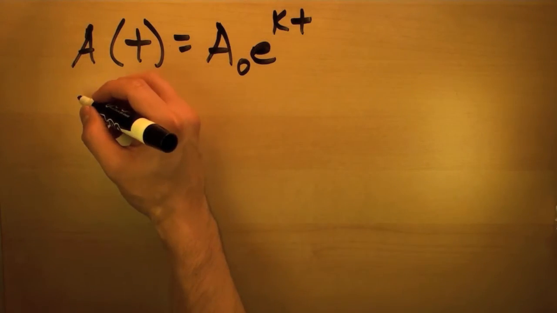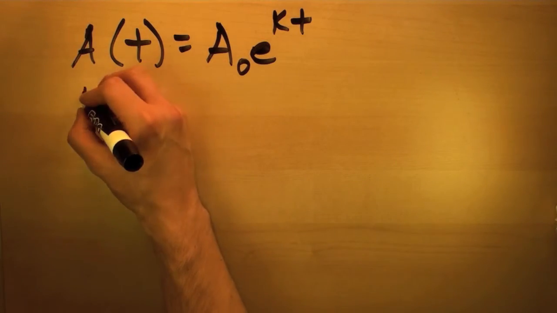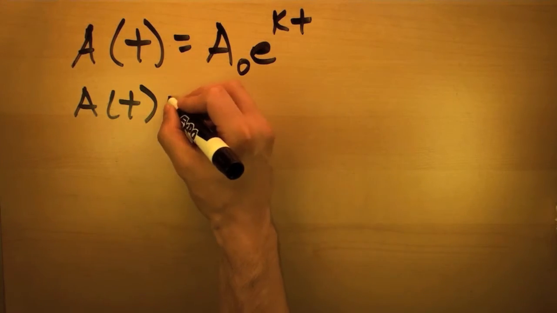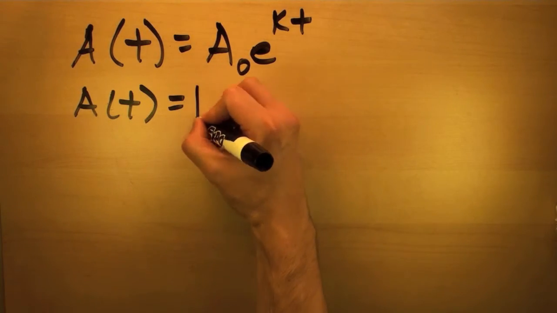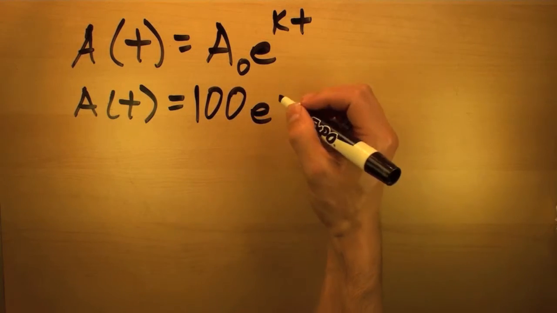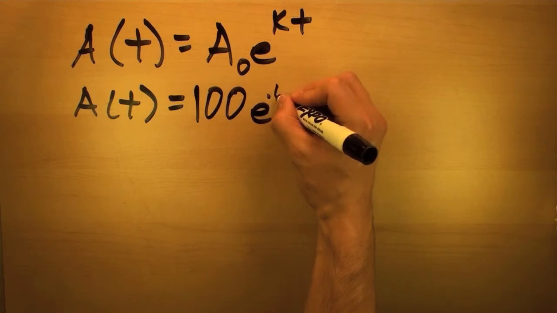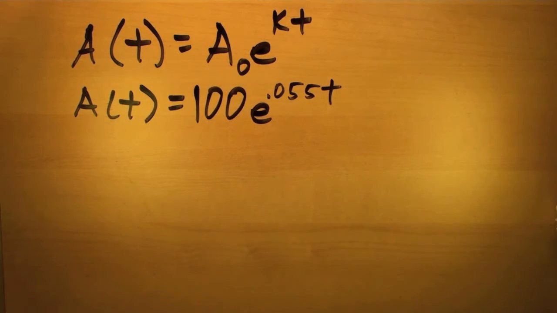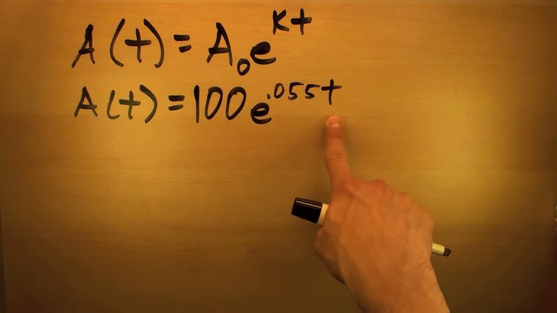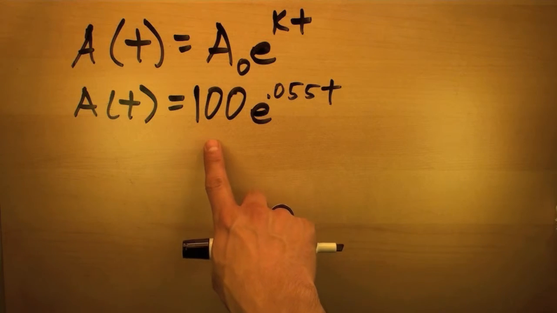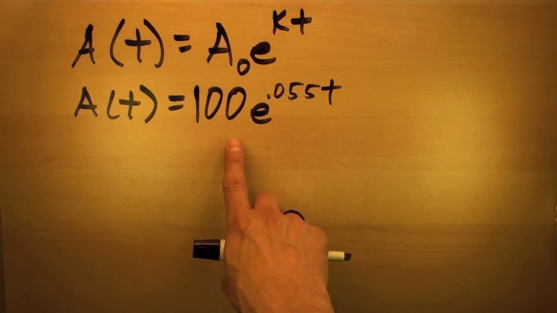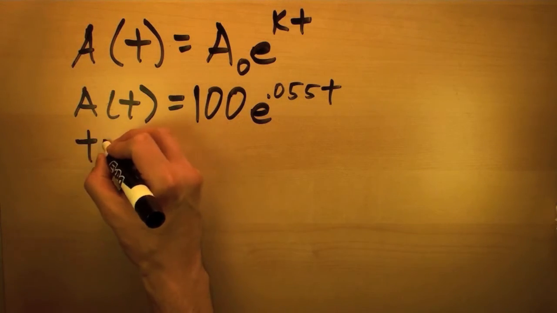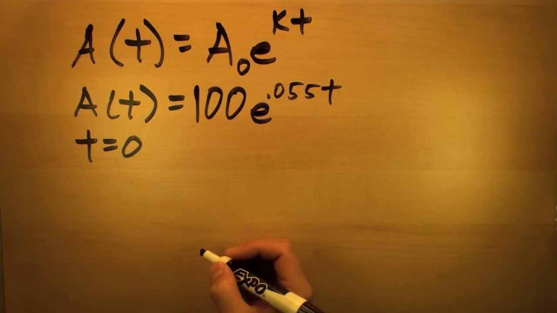So if we are given the problem that a bacteria culture grows at a rate modeled by A of t equals 100 e to the 0.055 t, where t is measured in hours, and we're going to measure our population in grams, then if we want to know the initial amount, well, this occurs when t is equal to 0.